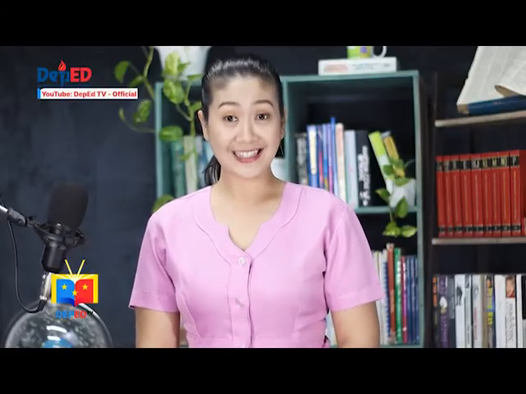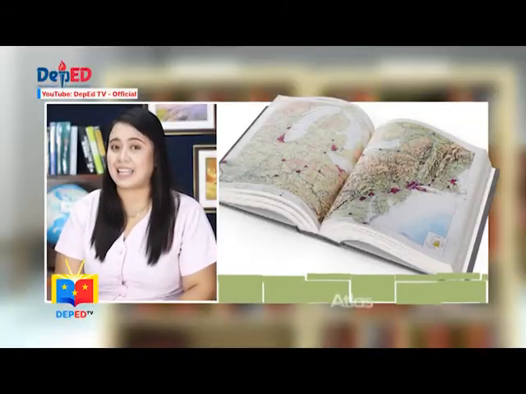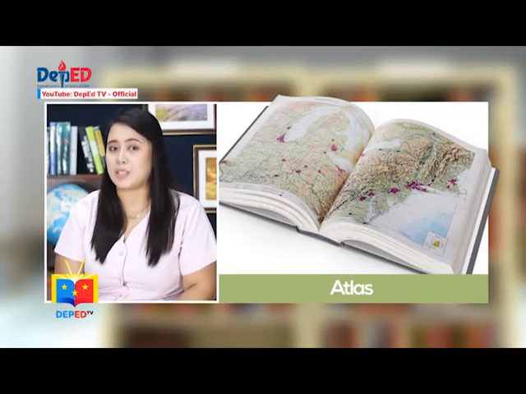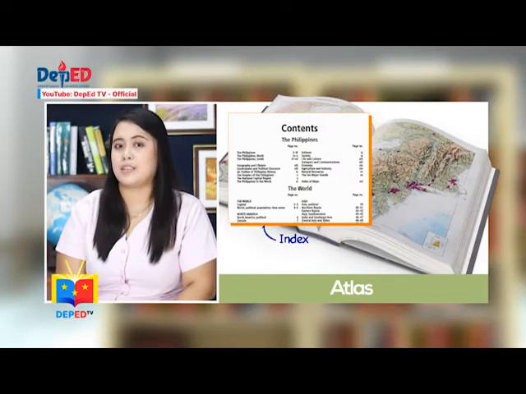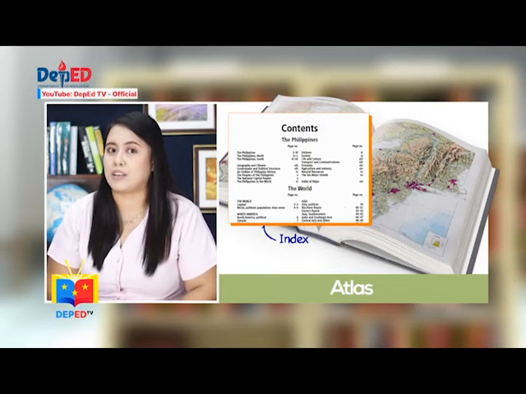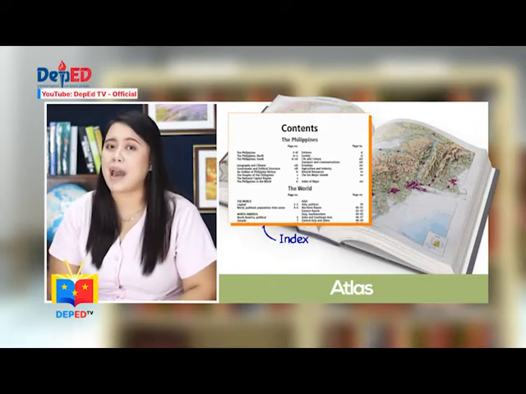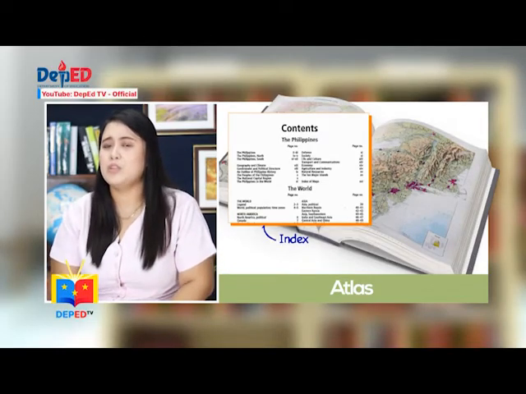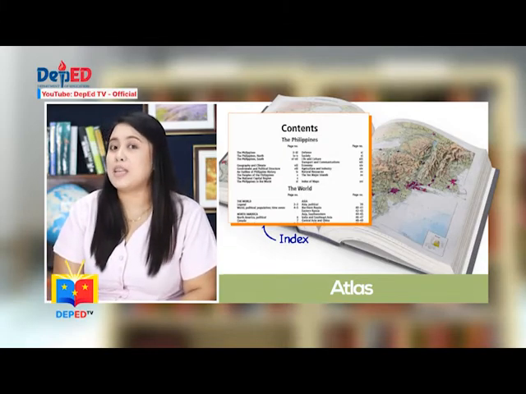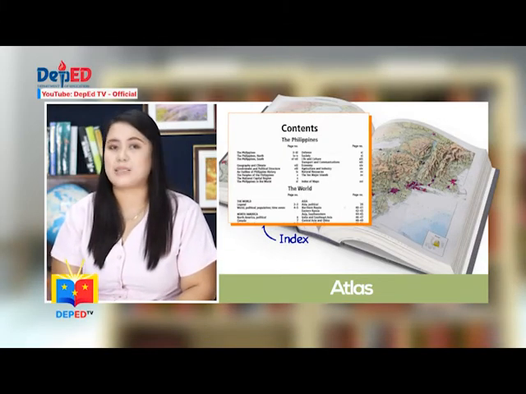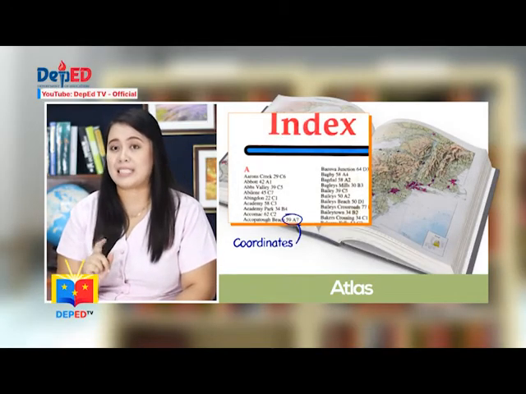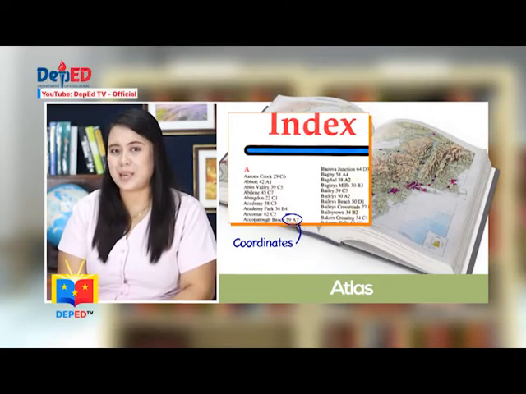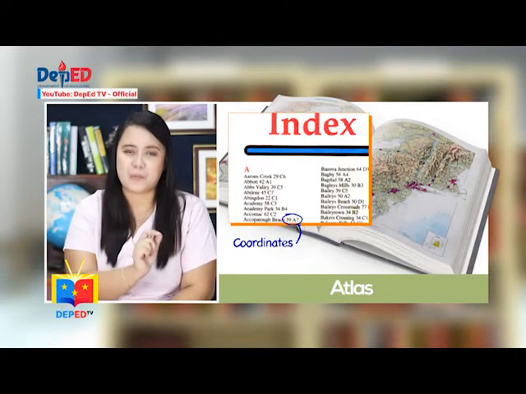Now, what about an atlas, Ma'am Rachel? An atlas is a book of maps. It also has an index of countries, cities, and physical features, which is found either on the front or on the back pages of the atlas. To find a given country, look it up in the index. It indicates the page that contains the map you need. Use the coordinates listed in the index to pinpoint the location of a place. Did you get it, kids?